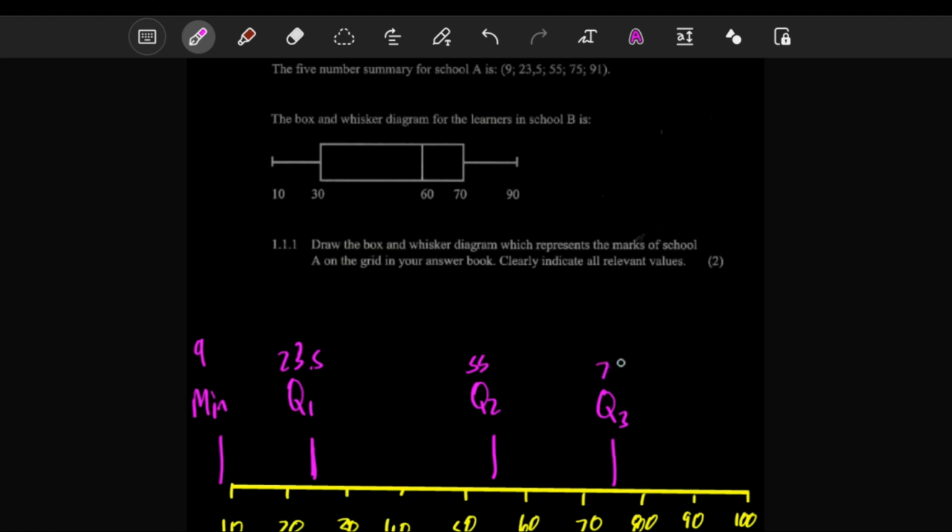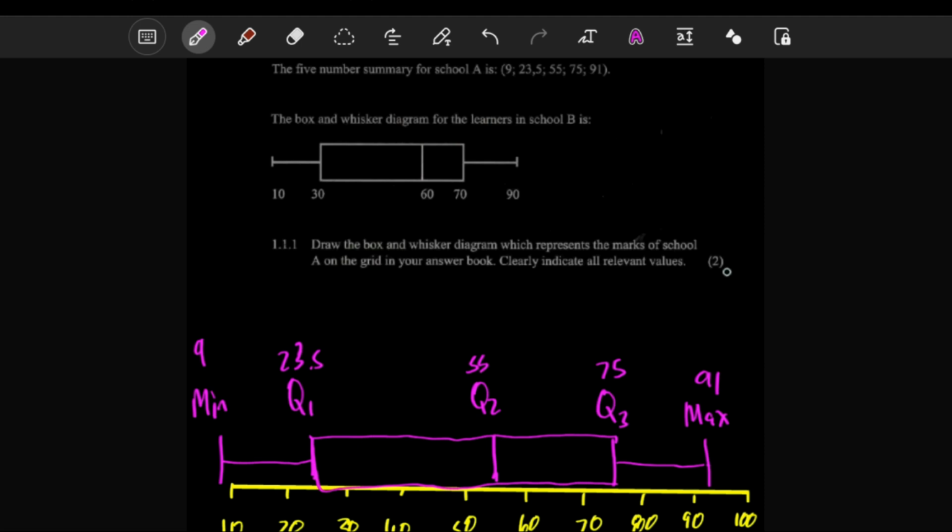So let's put 75 here. Right at the end, which is the maximum, is 91, which is just right after 90. So let's do this. The box and whisker diagram has finally been drawn. Here, connect this, connect that. Here our maximum, we know it is 91. Voila.